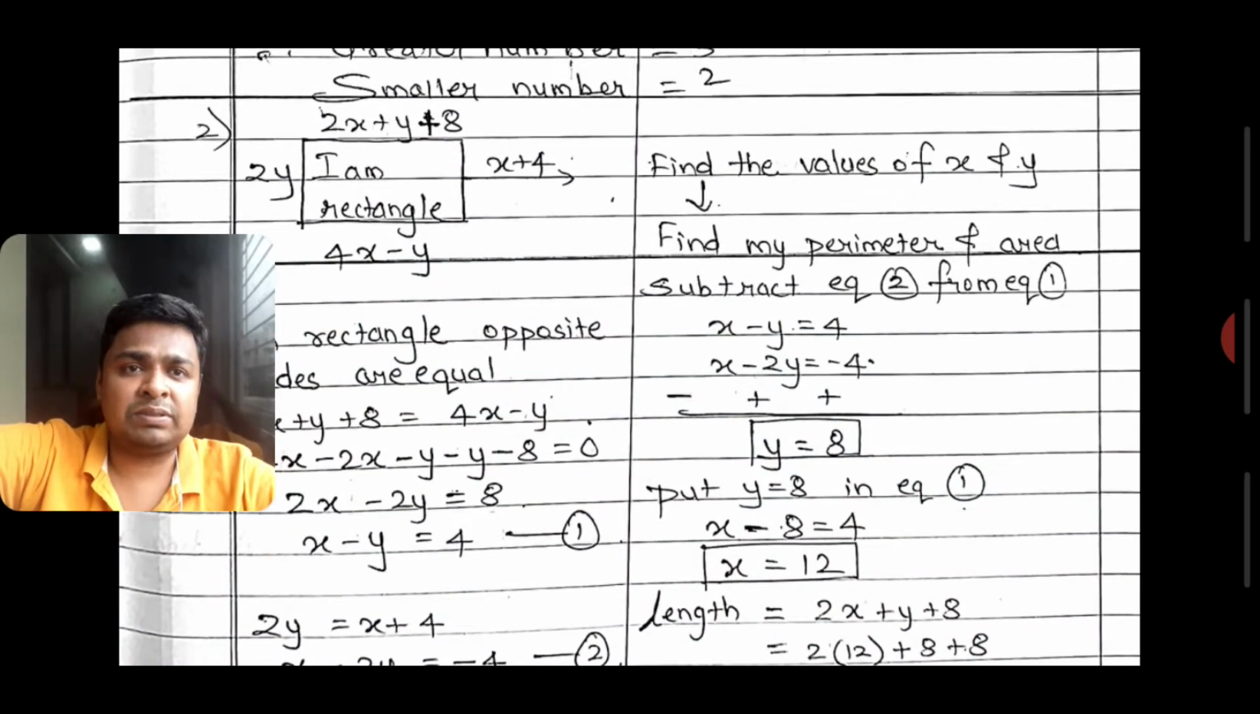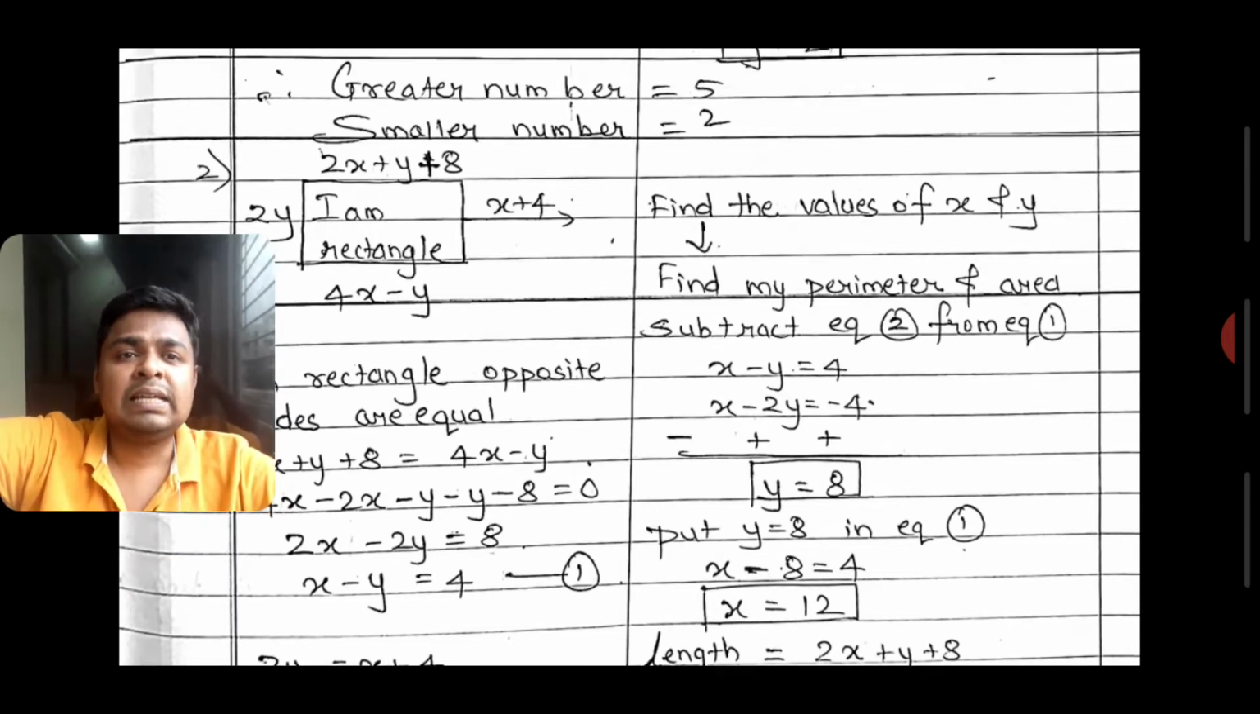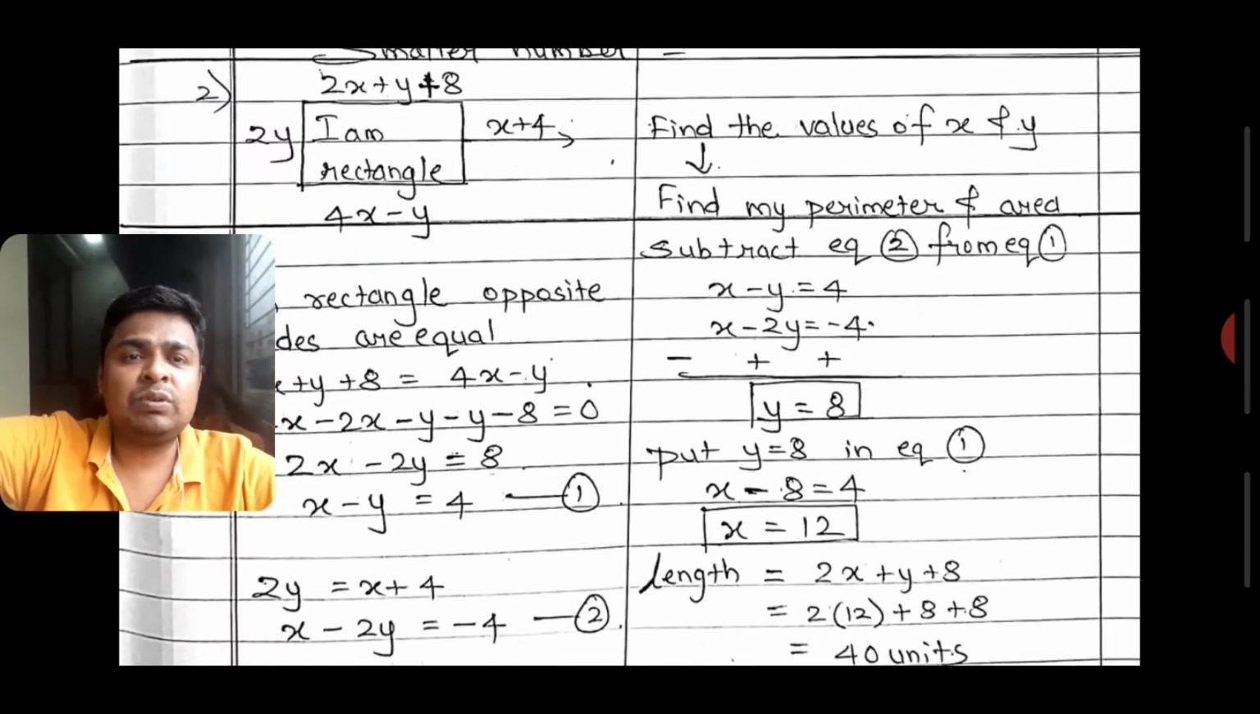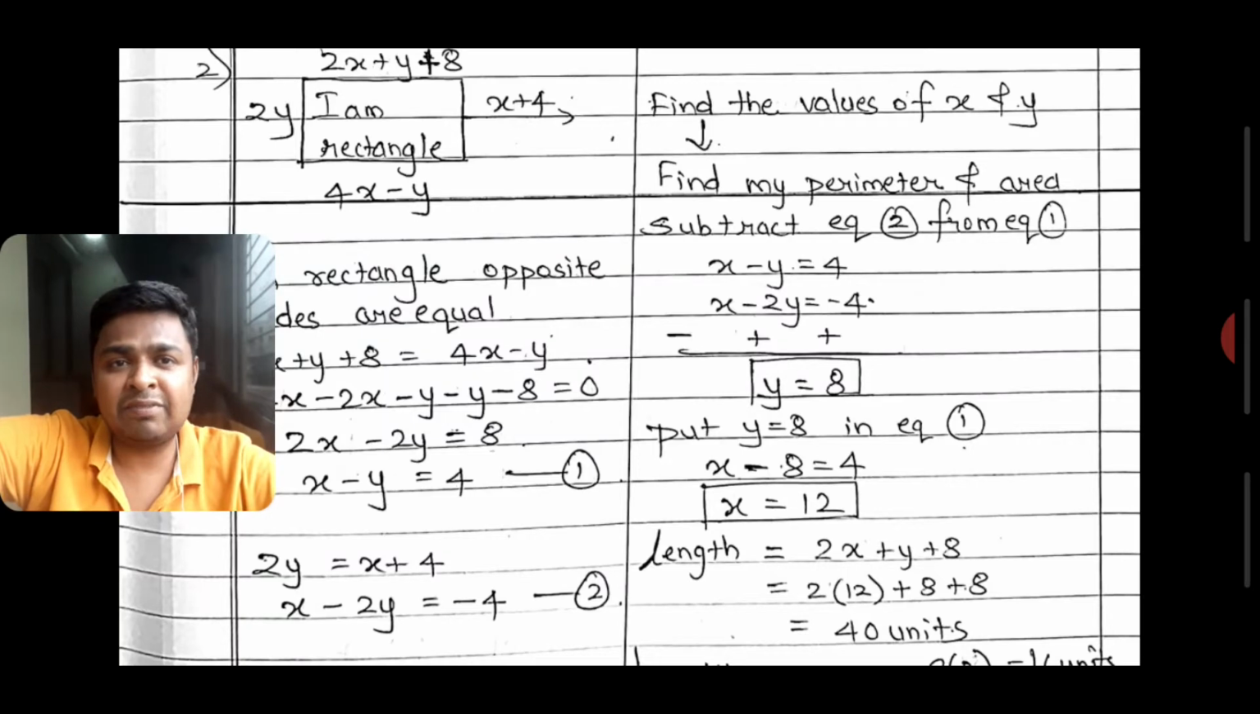Now next question. So they have shown one, you can pause the video and write down the first one. But here they have shown us a rectangle. You know that opposite sides of a rectangle are equal. They have given the sides in the form of x and y. So x and y are the variables. We have to find the value for x and y. And we also have to find the perimeter and area.